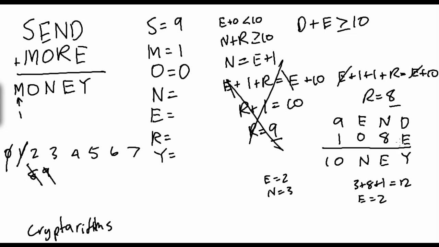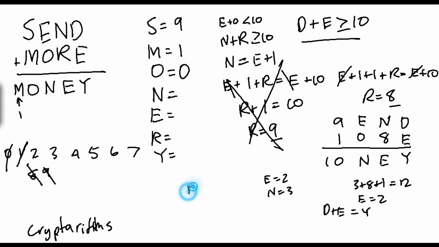But then you have to consider the last column. D plus E equals Y, and we know that D plus E is greater than or equal to 10. So 2 and 3 are off the list, right? Because we just took them. And E is 2, so D can only be 9 or 8. But 9 and 8 are already both taken, and that's the only way you can get it to 10. So since D can't be 9 or 8, E equals 2 is off the list.